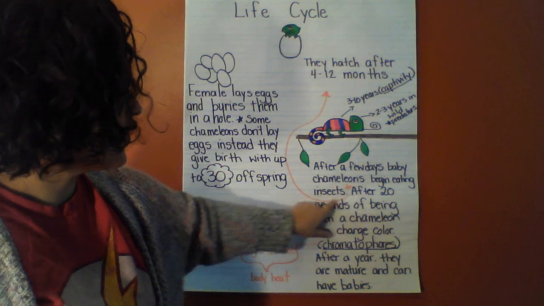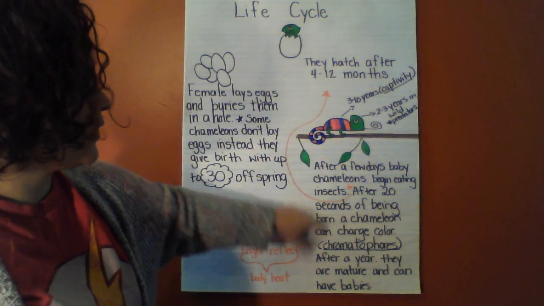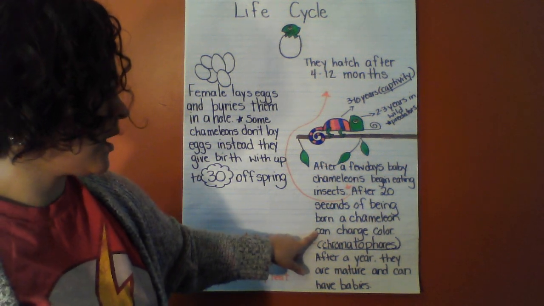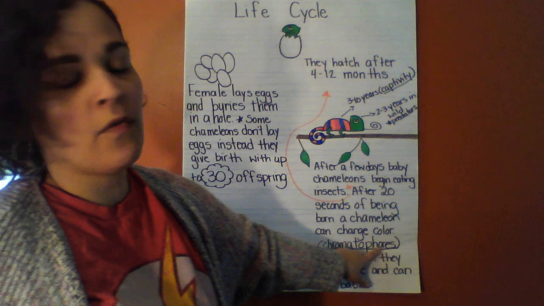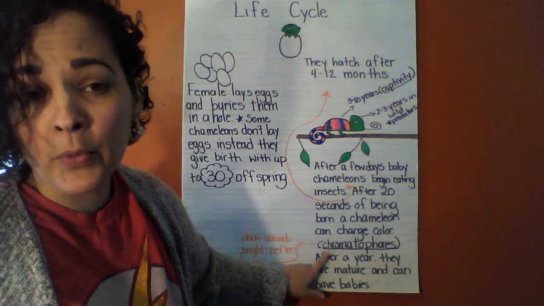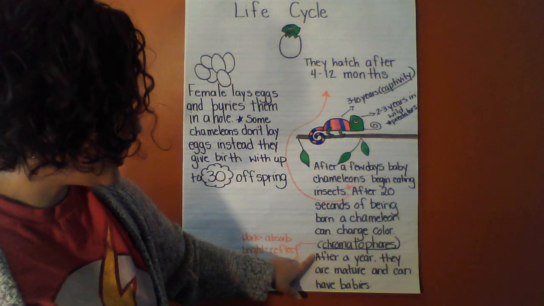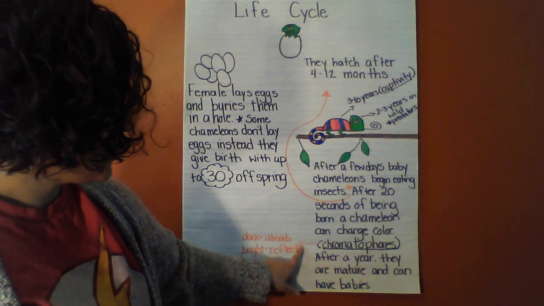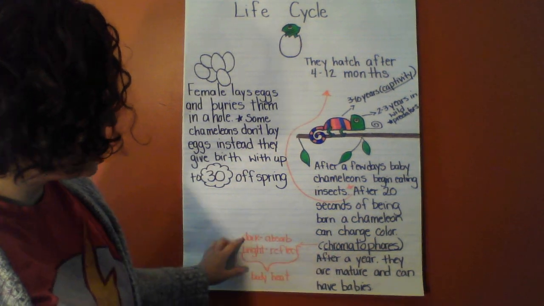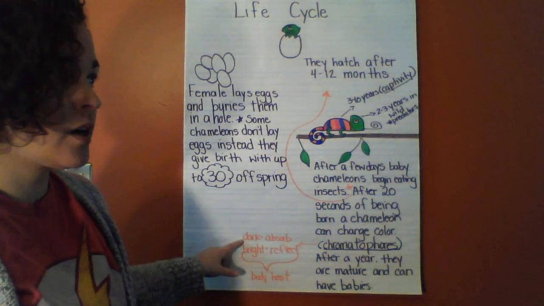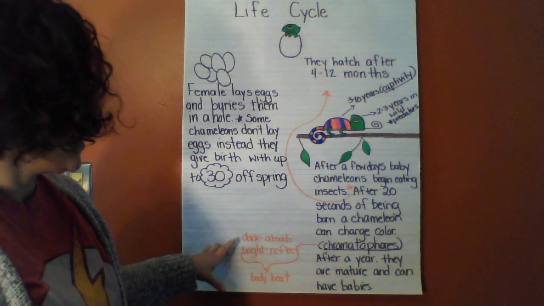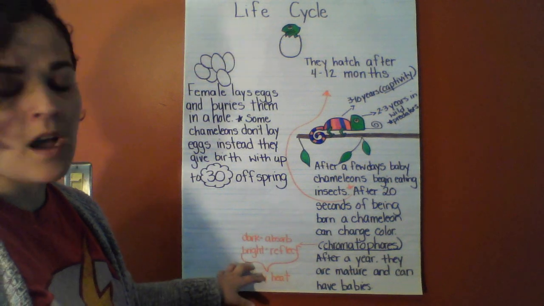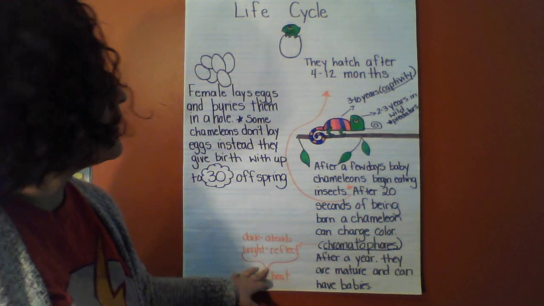I did make a star here to move this information up here because I wrote after 20 seconds of being born, a chameleon can change color. It's called chromatophores. And I underlined that because remember, we're making a glossary. After a year, they're mature and they can have their own babies. I then wrote an arrow this way and didn't realize that when a chameleon changes to a dark color, it's absorbing heat. And when it turns into a bright color, it's reflecting the heat. So that's how they regulate their body heat.